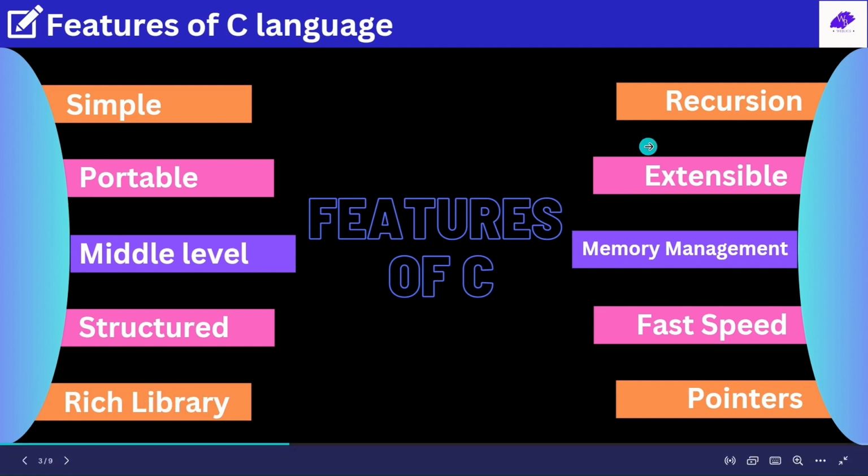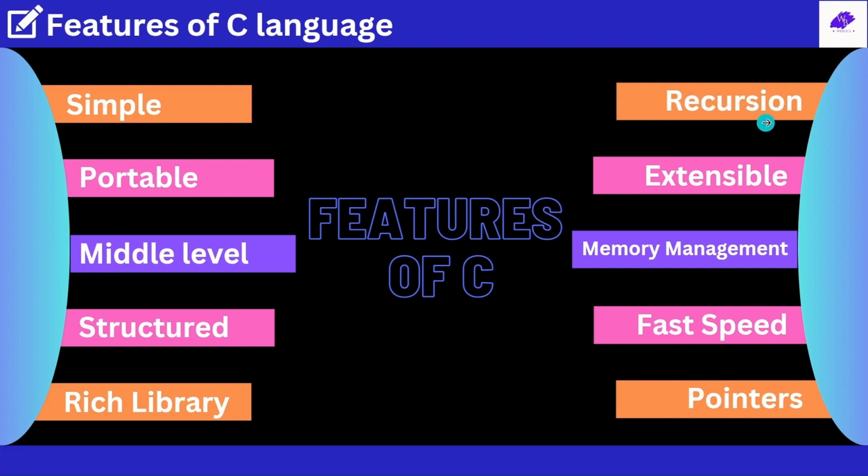Another C language feature is recursion. Recursion indicates the calling of a function inside the function. The term recursion is a very big concept you will be learning in the next chapters. Next is extensible. It is not dependent on any machines, so it is not extensible.